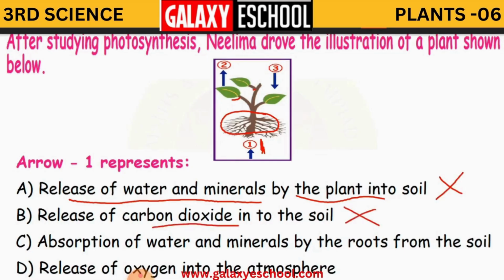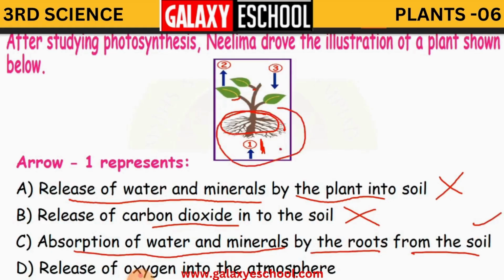Now, absorption of water and minerals by the roots from the soil. C option. Absorption of water and minerals by the roots from the soil. So this is the correct answer. Yes. So the plant is going to absorb all the water and minerals by the roots from the soil. Where do we have the roots children? We have the roots in the soil. So this arrow mark 1 represents the roots in soil and they absorb water and minerals.